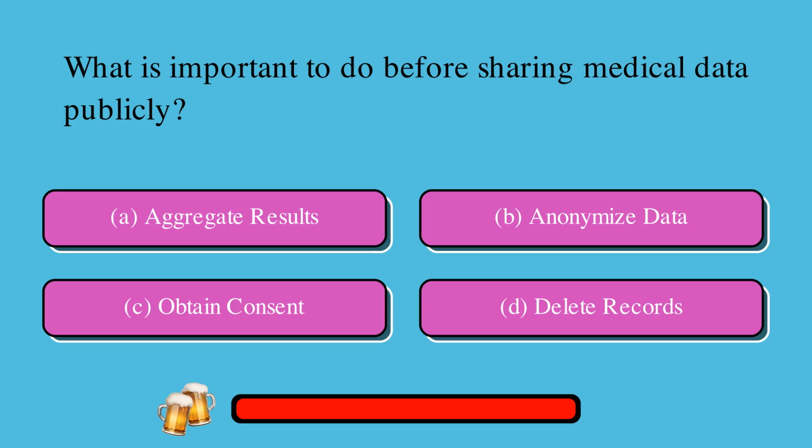What is important to do before sharing medical data publicly? A, aggregate results, or B, anonymize data, or C, obtain consent, or D, delete records? The correct answer is C, obtain consent.